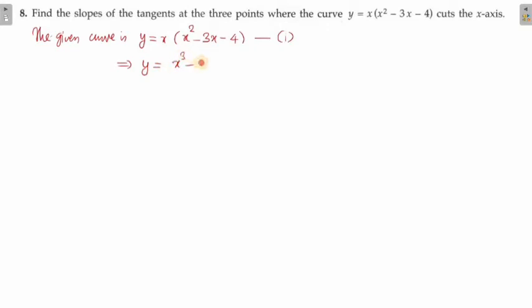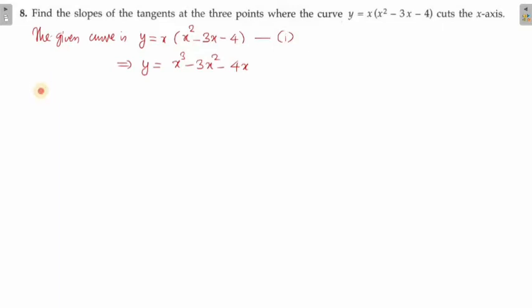Okay, so let me use this. First and foremost, the given curve is y equals to x into x squared minus 3x minus 4. Call this equation number 1. Now since you need to find the derivative, it's better that you open the bracket. So you get y equals to x cube minus 3x square minus 4x.